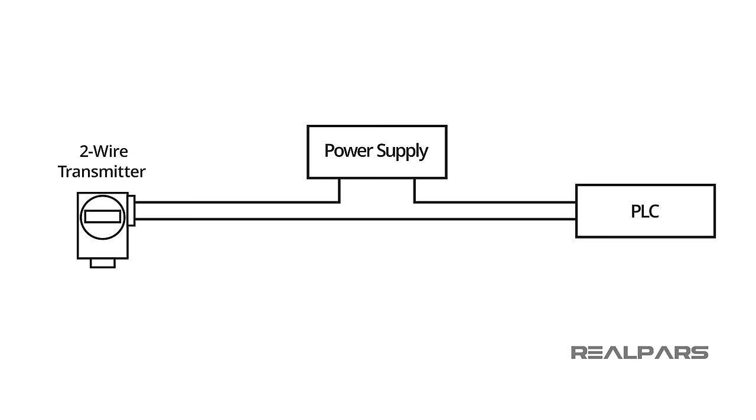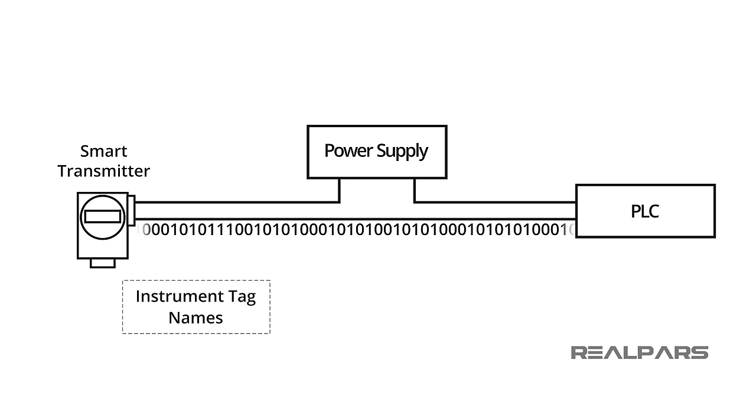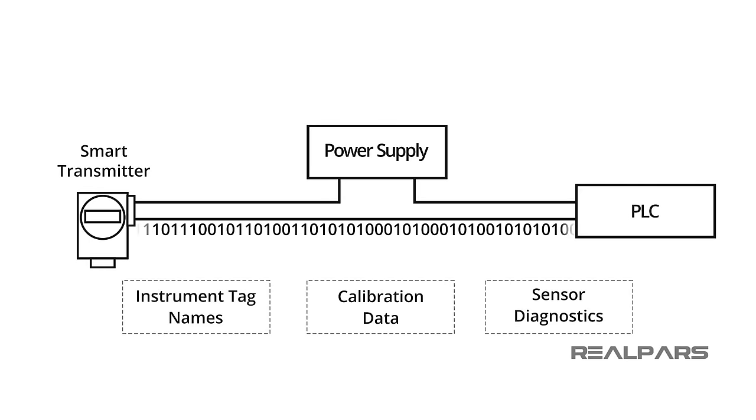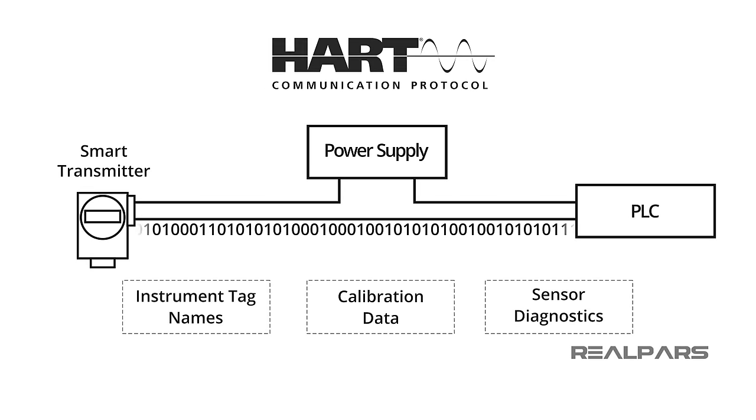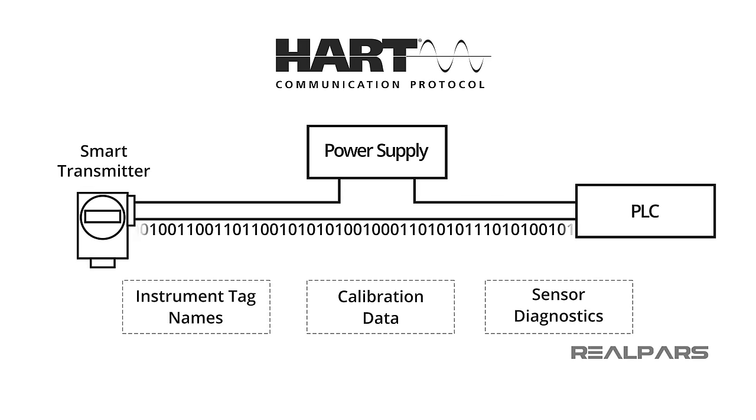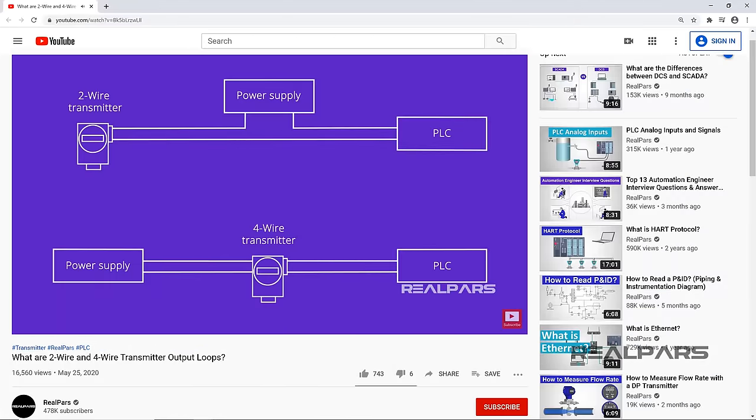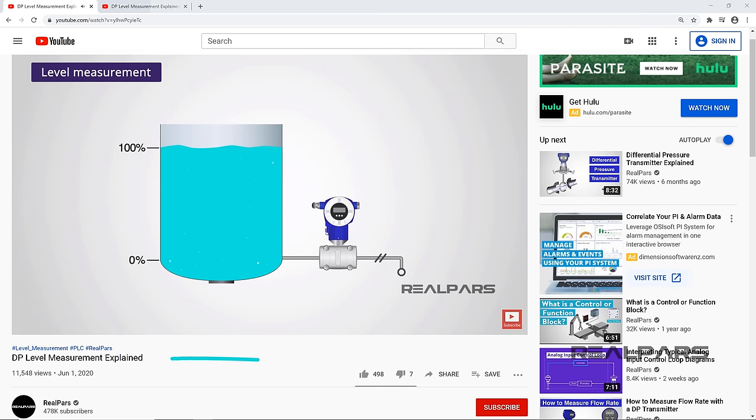New technologies have spawned the development of smart transmitters. Smart transmitters not only produce the 4 to 20 milliamps process variable signal, but also transmit and receive digital information such as instrument tag names, calibration data, and sensor diagnostics. Protocols such as HART are commonly used on smart transmitters. If you want to learn more, you might want to review two of our other videos: what are two-wire and four-wire transmitter output loops, and DP level measurement explained. You can find the links to these videos in the description.